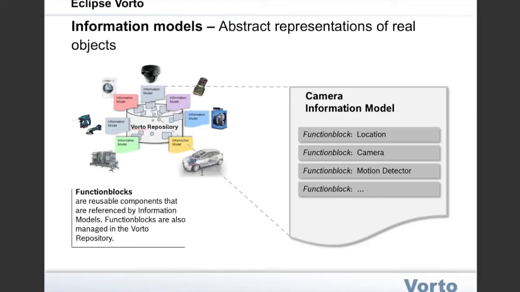So these functional aspects, we break them down in information models and so-called function blocks, and they are reusable components. If you take another example here, for example, a car, which might also have a location, right, to locate a car, you would reuse the function block location in this car information model.